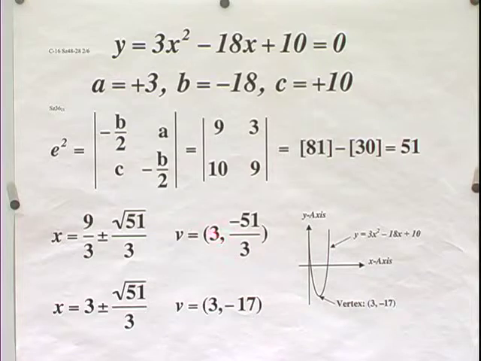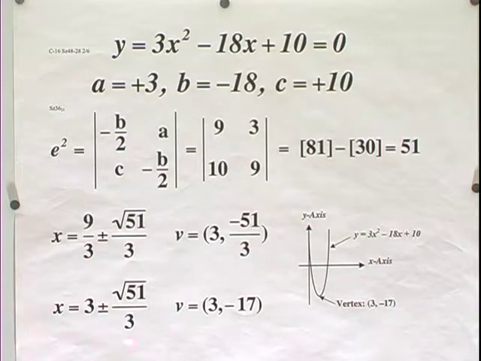The vertex, this 3, is the x coordinate at the vertex. That's the lowest point or the highest point, depending on how the parabola is oriented. The vertex x coordinate is 3. The y coordinate is minus the deviation, minus 51 divided by 3. When I do this division, I get minus 17. So there's the vertex: 3, comma, minus 17, x and y coordinate.